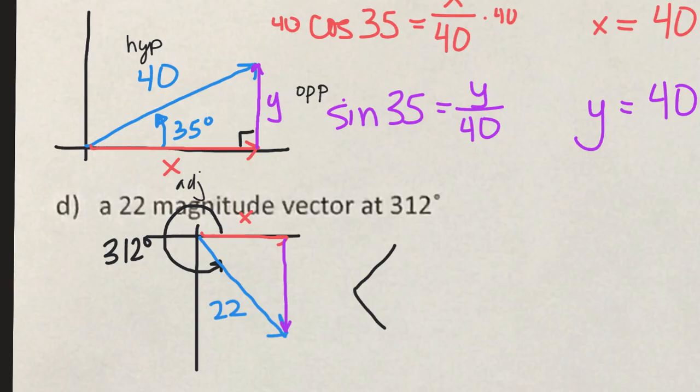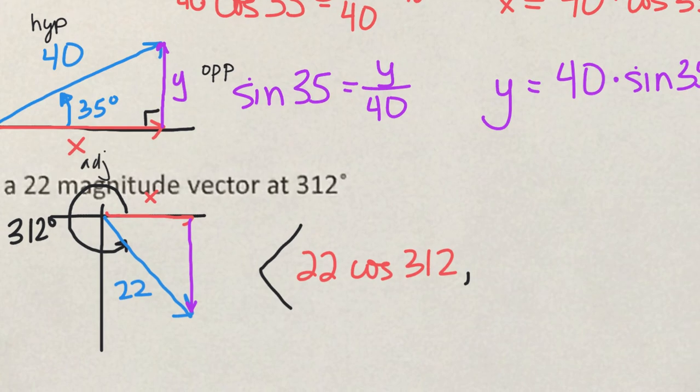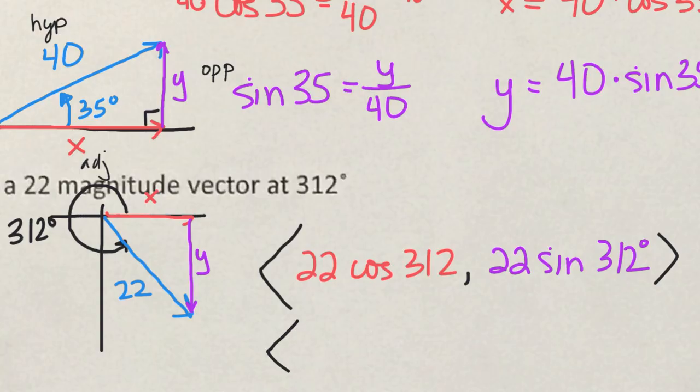We know, hopefully, that the x component is the magnitude, which is 22, times the cosine of your angle, 312 degrees. And the y value is the magnitude, 22, times the sine of your angle, 312 degrees. Now, as long as your calculator is in degree mode, it should give you the correct answers. And then just round it to 3 decimal places.